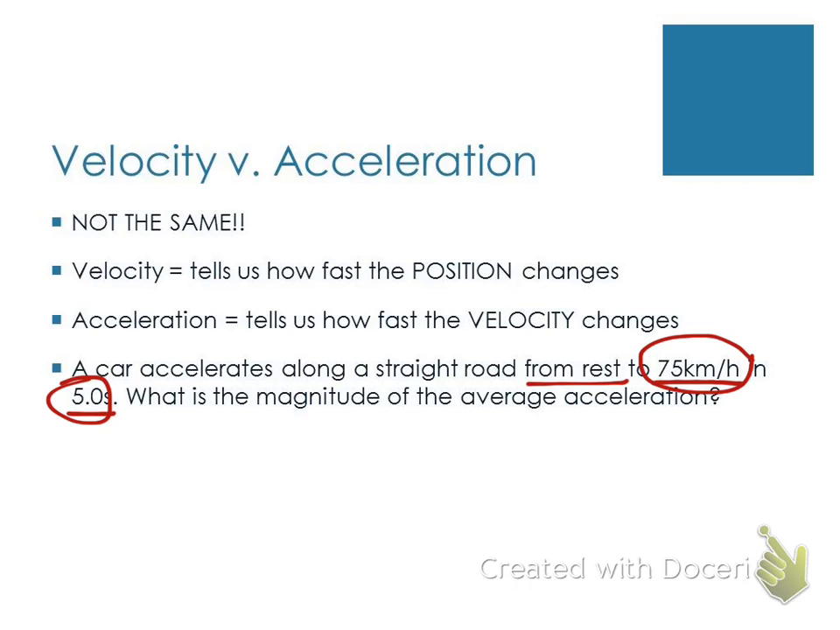What does this "from rest" tell us? Yeah, that it is 0. Initial velocity. Good. Our initial velocity is 0.